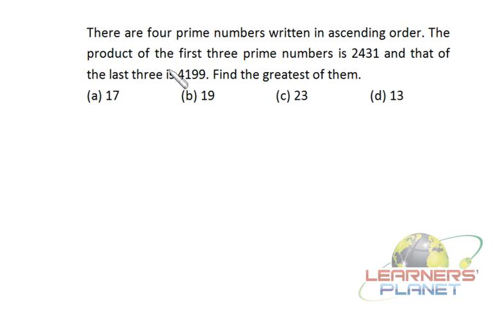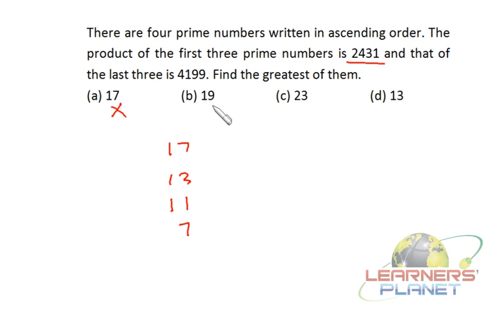Now this problem, there are 4 prime numbers written in ascending order. The product of the first 3 prime numbers is 2431 and that of the last 3 is 4199. Let's go by options. Suppose 17 is the correct choice, then 17 is the greatest number. That means the other numbers are 13, 11 and 7. Now 13 into 11 into 7 is actually 1001. And here we require 2431, so it cannot be the right choice.